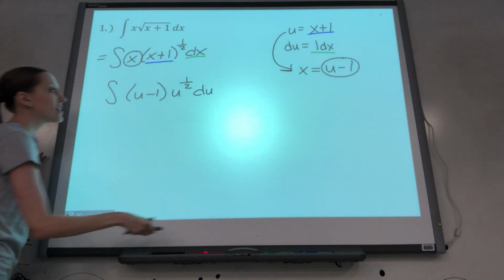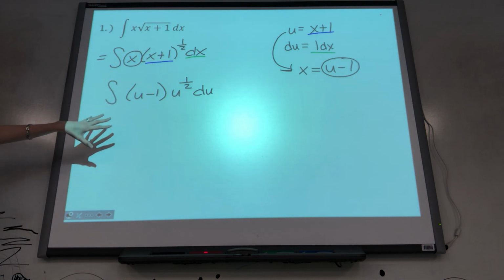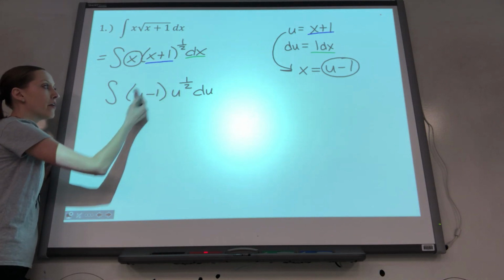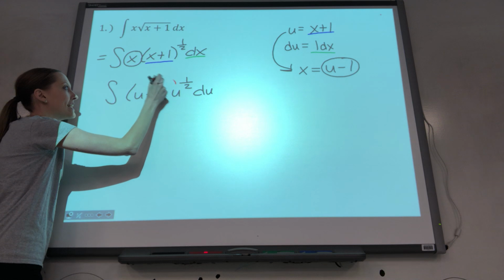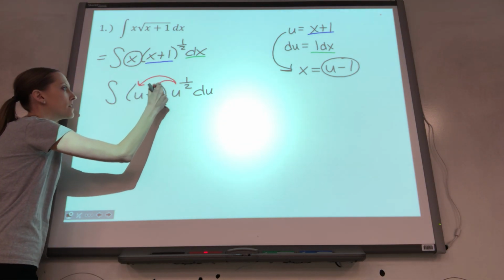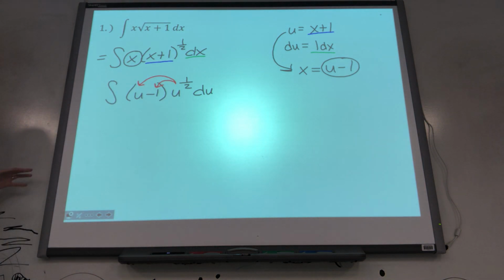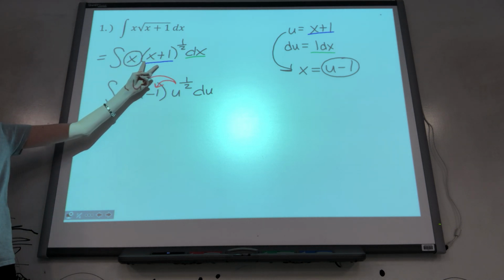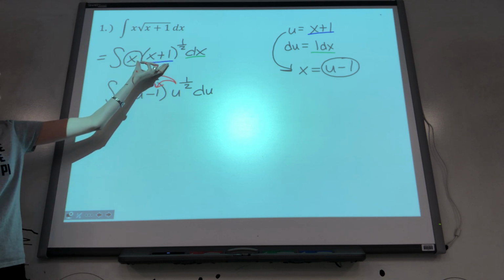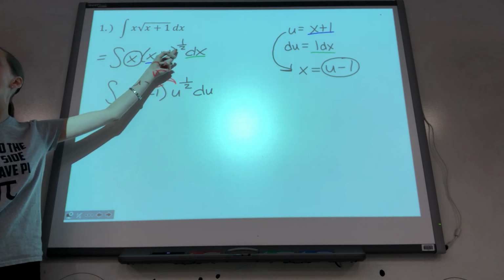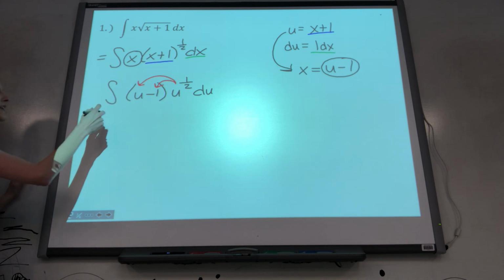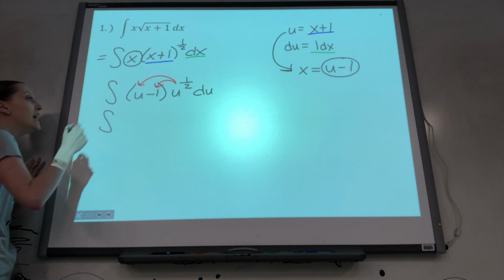Now I still can't integrate right now, but at least now I can simplify this. I can take u to the 1/2 power, and I can distribute it into this quantity. I couldn't distribute up here because the quantity was to the 1/2 power. It's not to the 1/2 power anymore. It's just technically to the first power.